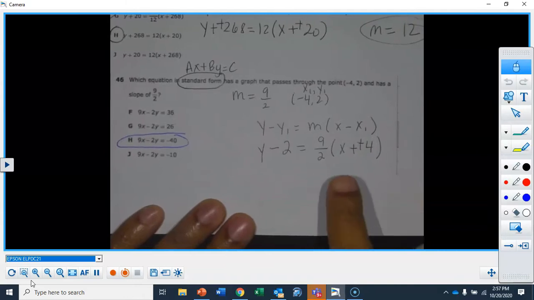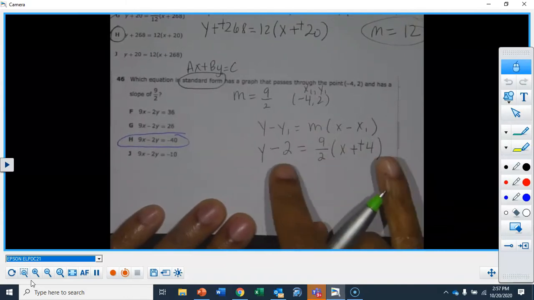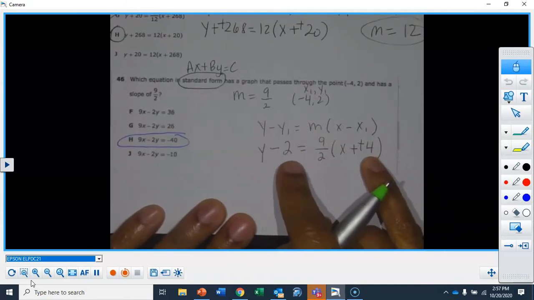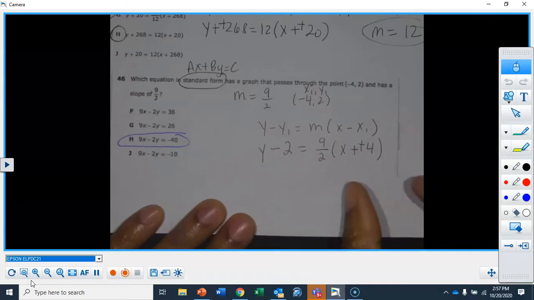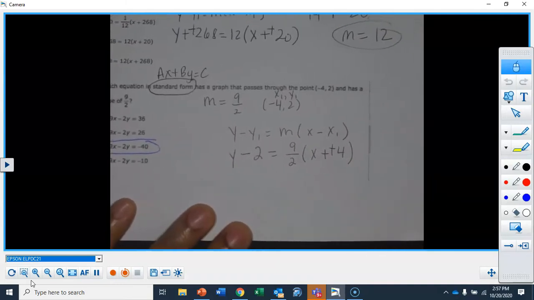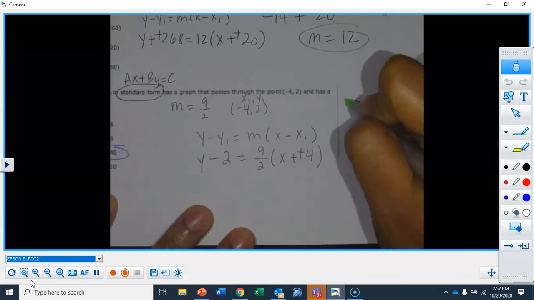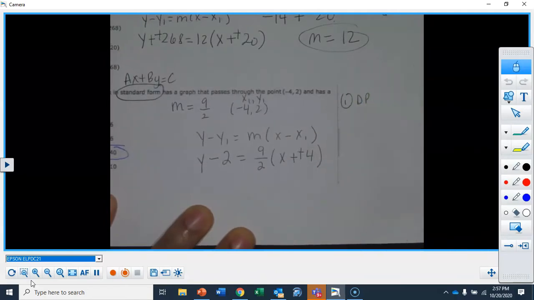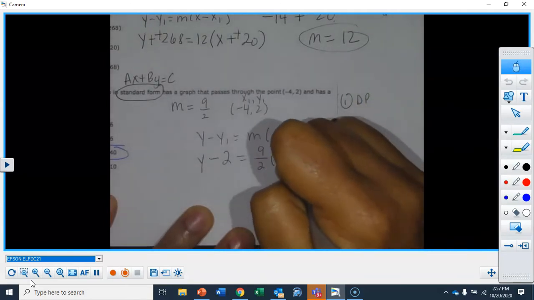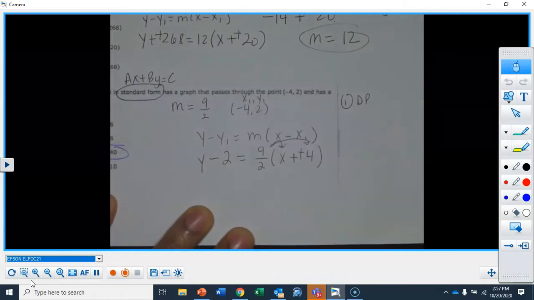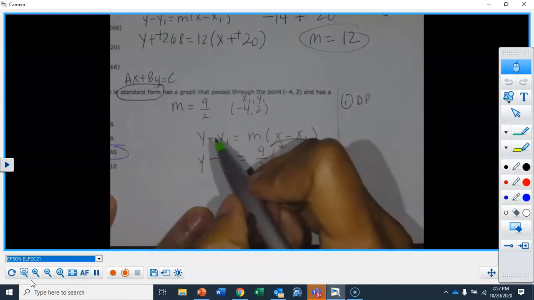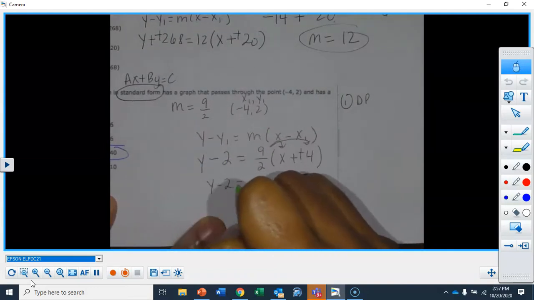And remember I told you, as soon as you substitute in your m, and then you plug in your point, your x1 and y1, be careful with your signs. The first thing you're going to do is the distributive property. So I'm going to put those little notes on the side. Ready? Step 1, DP. So I'm going to go ahead and multiply 9/2 through the parentheses. But remember, in math, guys, pay close attention to this. We always go back over to the left. So drop down your y minus 2.